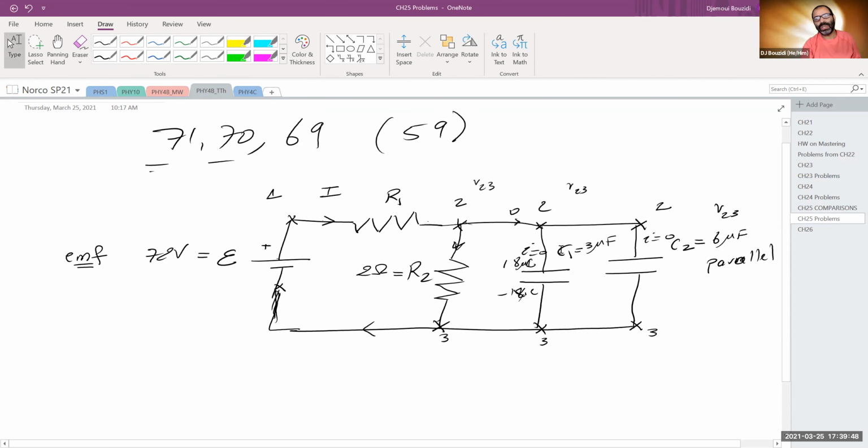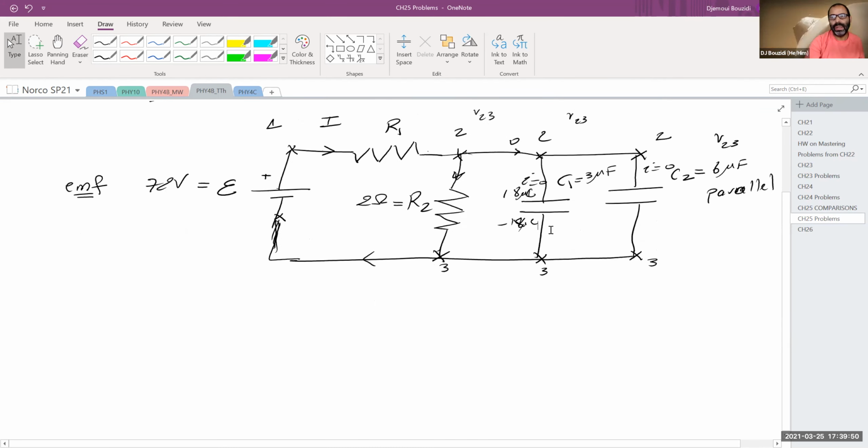Since we know the charge on capacitor C1, and we know what C1 is, I know what the voltage between 2 and 3 is. So V23 must be the charge on capacitor 1, because they give us the value for 1, yes, Q1 divided by C1. Q1, they tell us specifically after the dust settles and it's fully charged, is 18 microcoulomb. C1, they tell us specifically it's 3 microfarads.